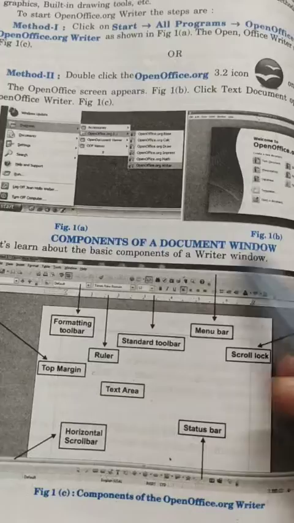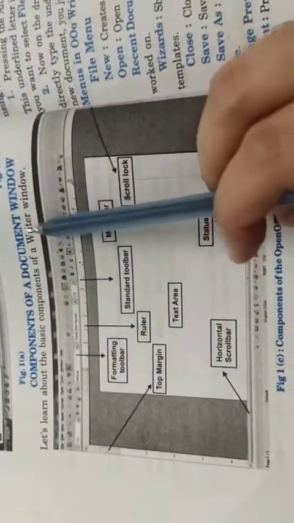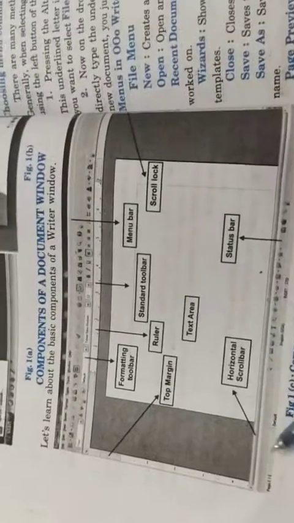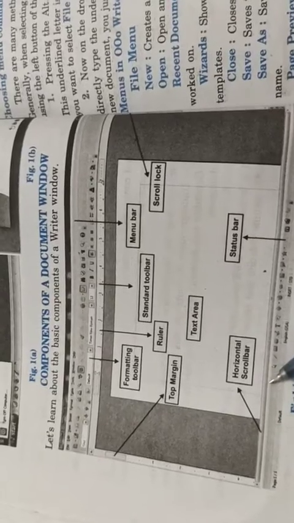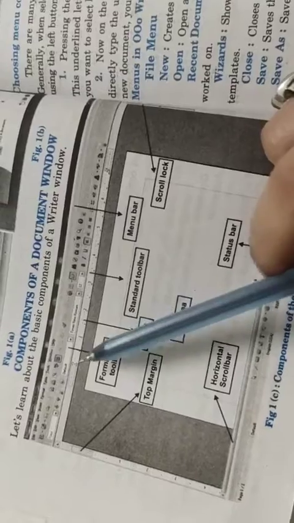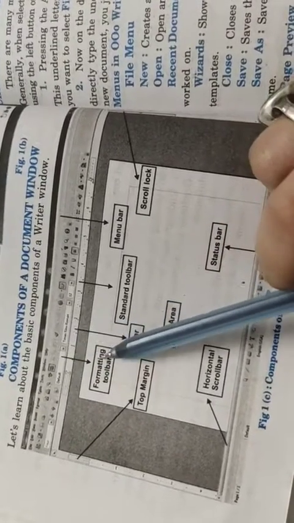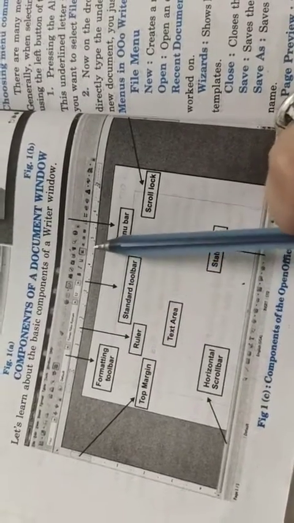And what are the components of the MS Word window? This is the window which appears in MS Word. First, this is the horizontal bar. From this you can scroll left and right. This is the top margin. This is the formatting, in which you do the formatting. This is the ruler. These are called the numbering.